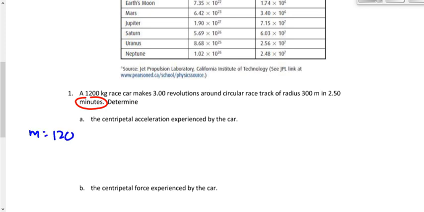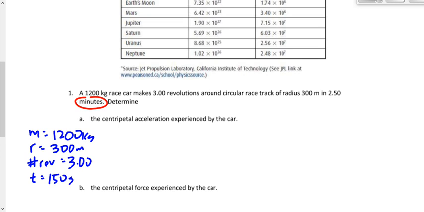We've got a mass of 1,200 kilograms. I'm going to say that the radius of the circle is 300 meters. I'm going to say that the number of revolutions, or the number of cycles, whatever you want to call it, is 3. And we're going to say that the time is 2.5 minutes, which I'm going to multiply by 60 to get seconds, gives me 150 seconds.